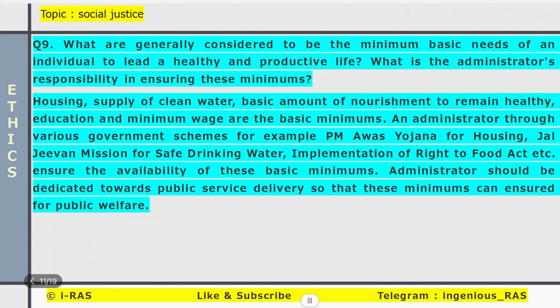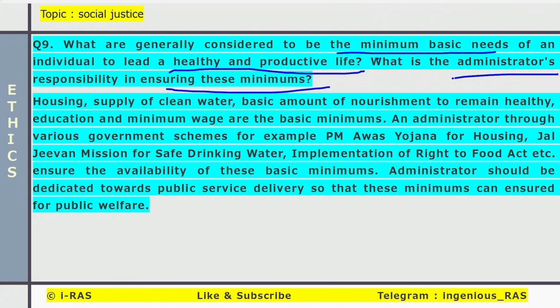Next question says, what are generally considered minimum basic needs of an individual to lead a healthy and productive life? What is the administrator's responsibility in ensuring these minimums? Let's find out what the minimum basic needs of an individual are. So, housing, supply of clean and safe drinking water, basic amount of nourishment to live a healthy life, education and minimum wage are the basic minimums.